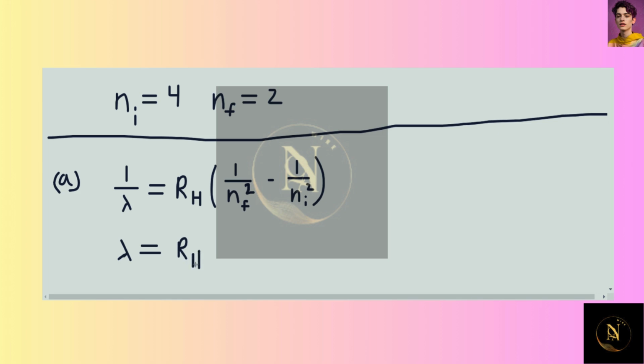So we have R sub H times 1 over final squared minus 1 over initial squared. And this all gets raised to the negative 1.